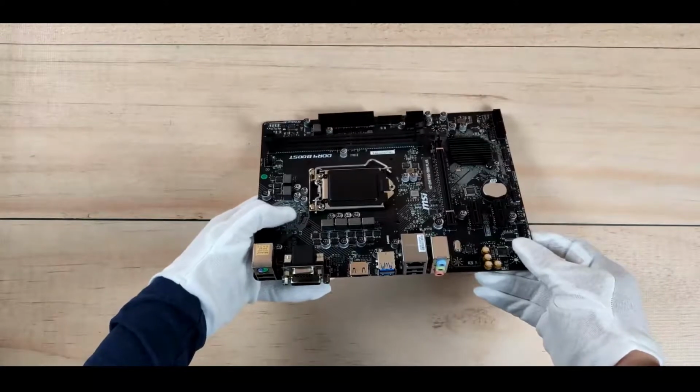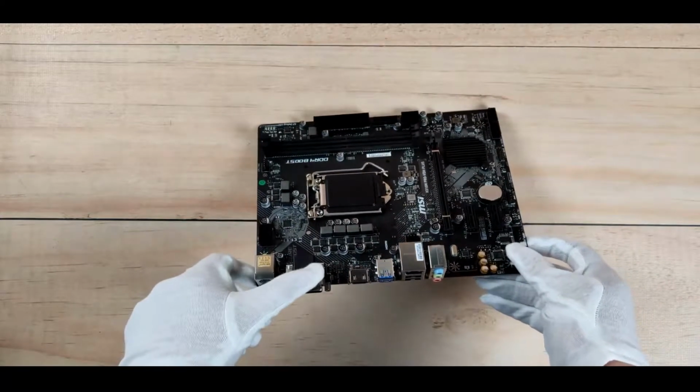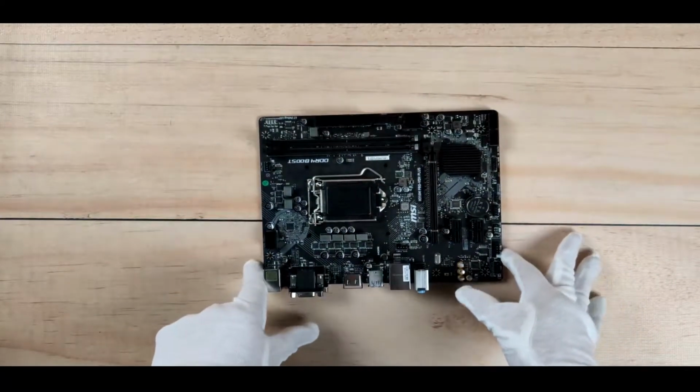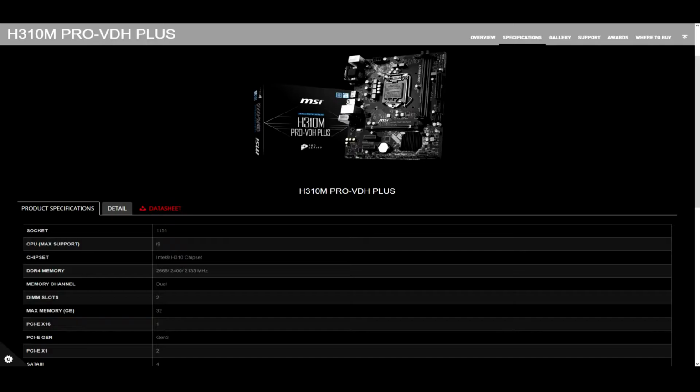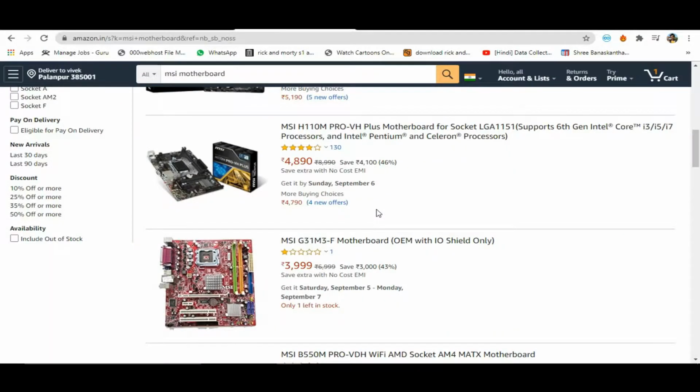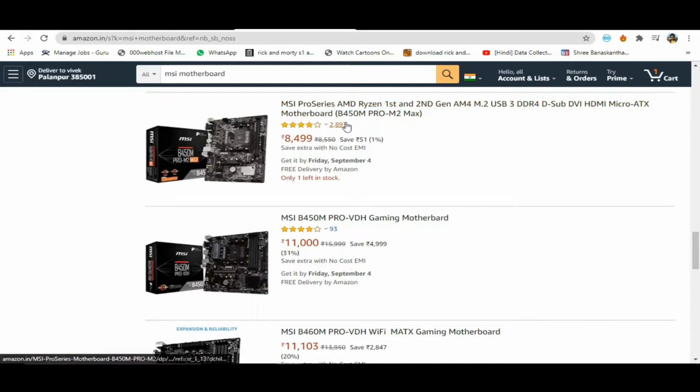But if you have a lower budget and if you bought an i5 9th generation or something, you can get this MSI H110M Pro VH Plus motherboard. So the price of this motherboard is 4,890. And the MSI Pro Series AMD Ryzen 1st and 2nd generation is good too, but not for every programmer.